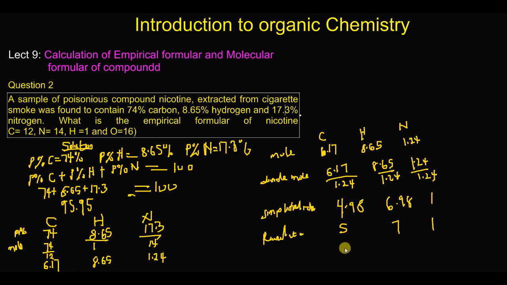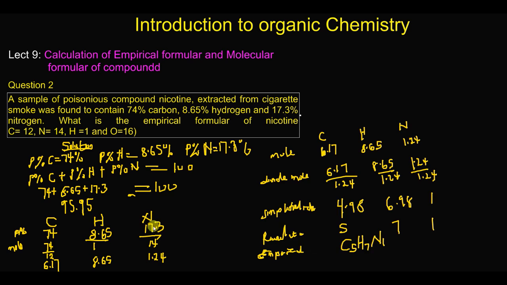So actually the empirical formula that we are looking for, you then write it. Okay, so the empirical formula consists of what? 5 carbon and 7 hydrogen, and then 1 nitrogen. So that is the empirical formula. So basically that is it.